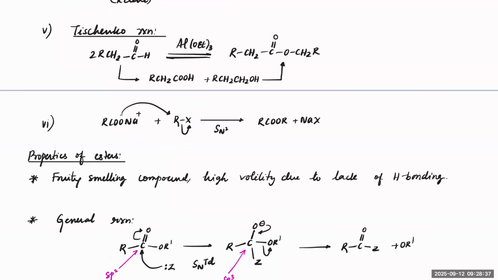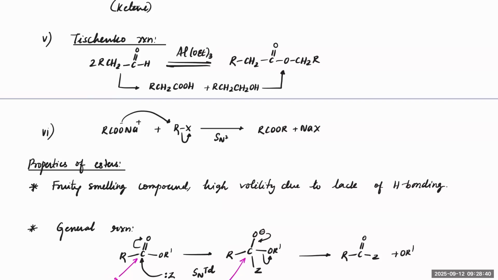Lastly, Tischenko. Tischenko is an alternative for Cannizzaro. So instead of using NaOH, we'll be using alkoxy aluminium. So this is ethoxy aluminium here. What you need to do is take 2 moles of aldehyde, convert 1 mole into acid, 1 mole into alcohol. Then react both of them to get ester. That is how Tischenko works. And next, if you have a carboxylate, you attack on alkyl halide, remove this X and you'll get ester form.